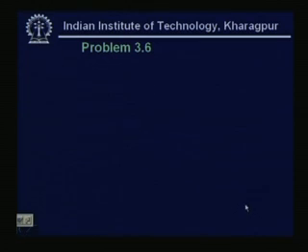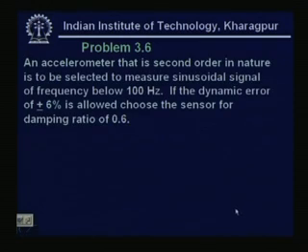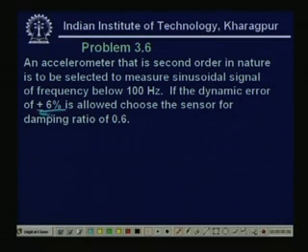Now, the last problem you will find is a second order system. So, if it is a second order system, you have to take both plus and minus of the dynamic error, that is the reason we have given. So, you have to take both plus and minus of 6%. Accordingly you will get the value of omega n. So, the natural frequency of the sensors you have to find here. You try to solve these problems, and the solutions will be given in the next class.